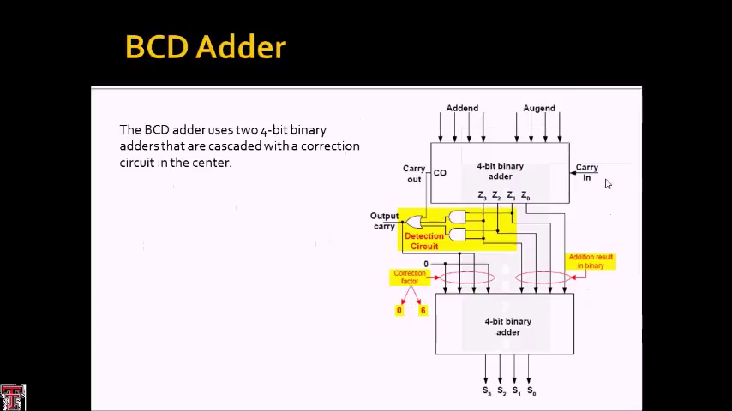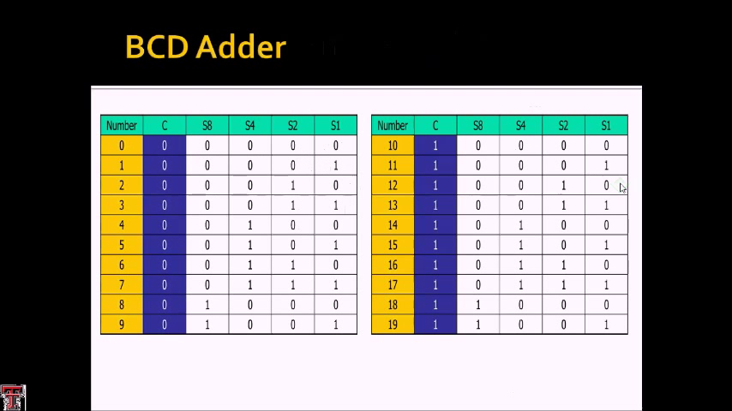The BCD adder circuit looks something like this. It consists of two 4-bit binary adders, and they have a correction circuit in between to add a 0 or a 6 if the sum is more than 9. This is an example of how the BCD sum works. As seen in these tables, the input numbers and the corresponding output sums are shown.